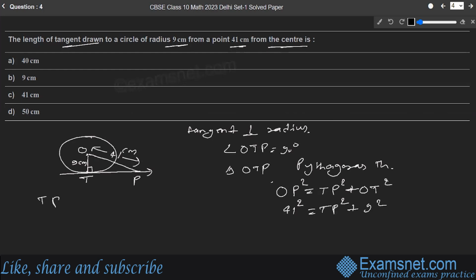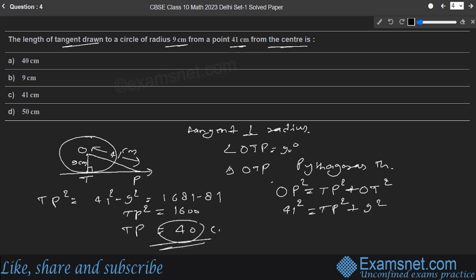So TP square is equal to 41 square minus 9 square, which is 1681 minus 81, which is 1600. So TP square is 1600. The value of TP is the square root of 1600, which is 40. So TP comes out to be 40 centimeter, and that is the length of the tangent. The right answer is 40 centimeter, option A.